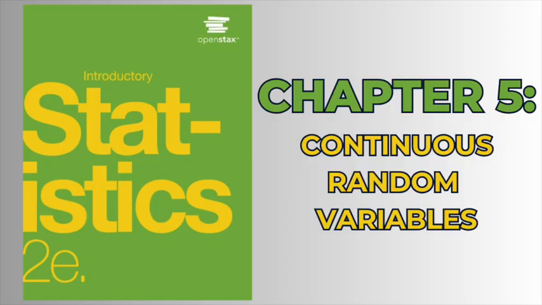Chapter objectives. By the end of this chapter, the student should be able to recognize and understand continuous probability density functions in general, recognize the uniform probability distribution and apply it appropriately, recognize the exponential probability distribution and apply it appropriately. Continuous random variables have many applications.